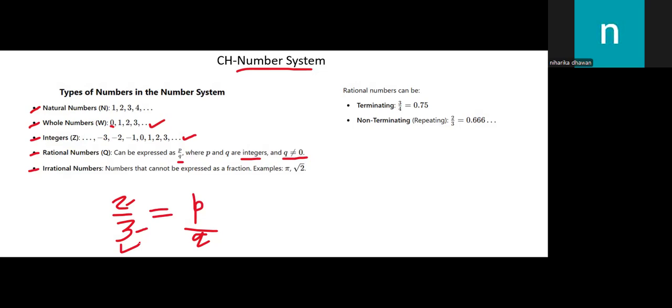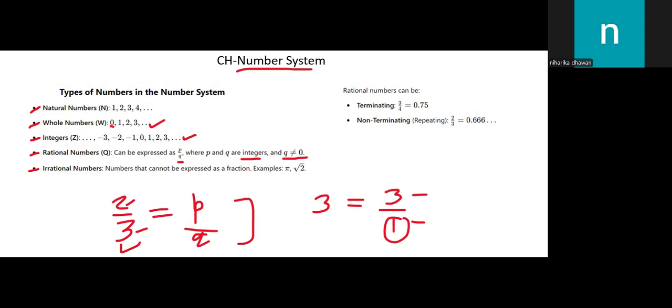So if any number meets these three criteria, that is, it can be expressed in the form of p by q, where p and q are integers only and q is not equal to 0, then that number is known as a rational number. Also, if I take the number 3, I can write 3 as 3 by 1. So let's check whether these three conditions are met here. Here 3 by 1 is in p by q form. Also p and q are integers, and q is not equal to 0. So 3 is a rational number.